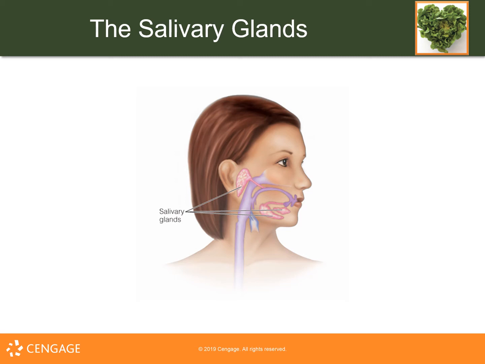The salivary glands. So this diagram just gives you a visual of where they are. They secrete enzyme-rich saliva into the mouth, and this starts digestion in combination with chewing. Because food is only in the mouth for a short amount of time, little overall digestion occurs.